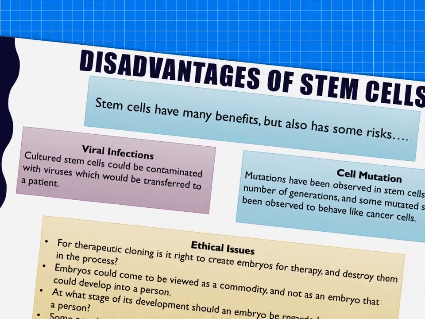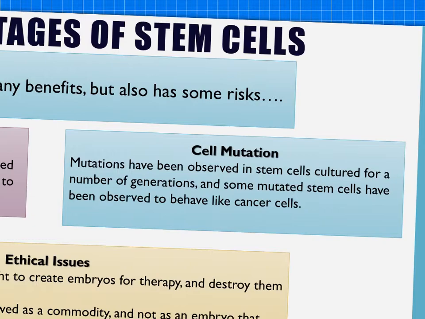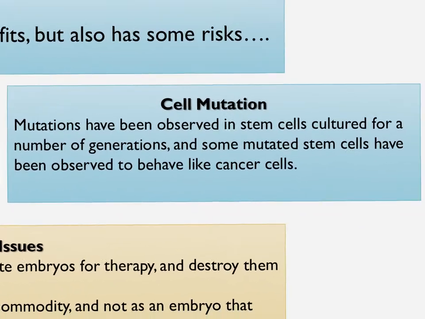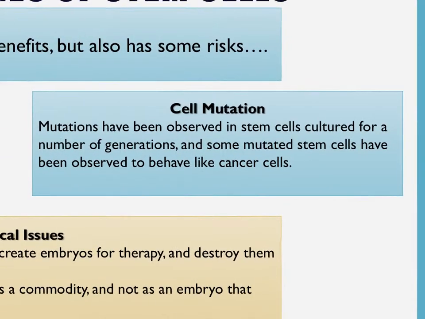Second problem would be related to cell mutations. So in the research of stem cells, mutations have been observed from stem cells that have been cultured over a number of times or generations, and some mutated stem cells have been observed to behave like cancer cells, which is probably the last thing you want to do, is to introduce cancerous cells to a patient.